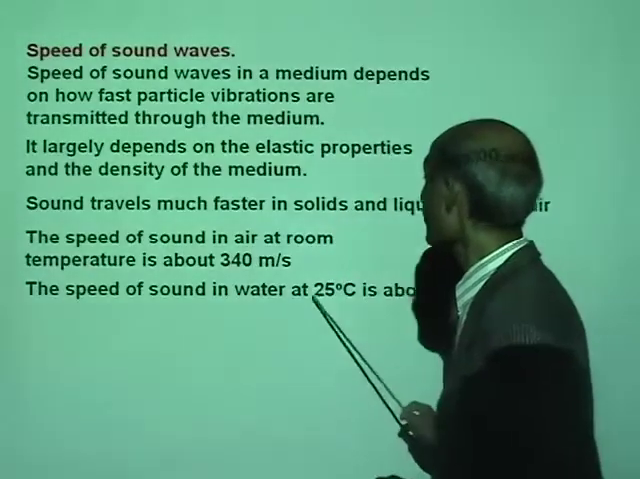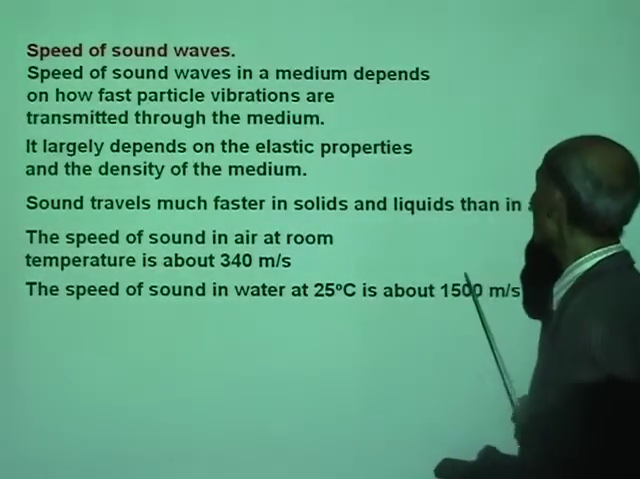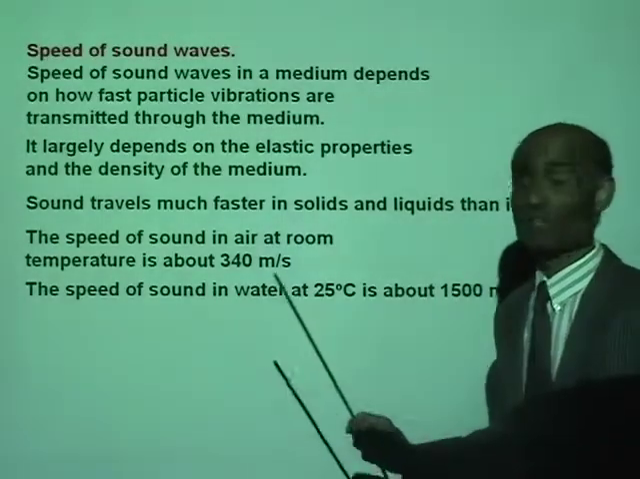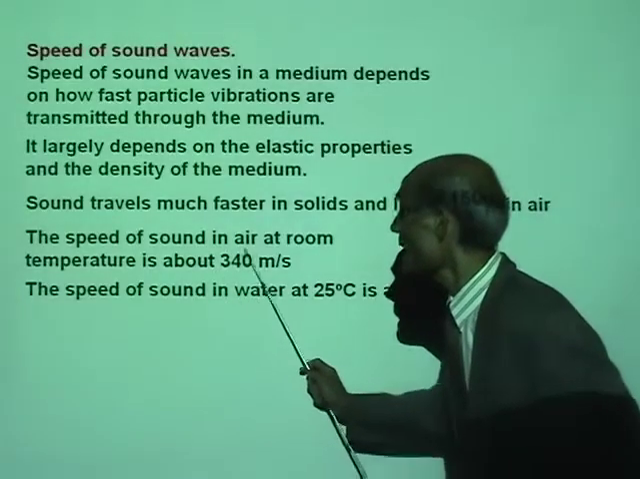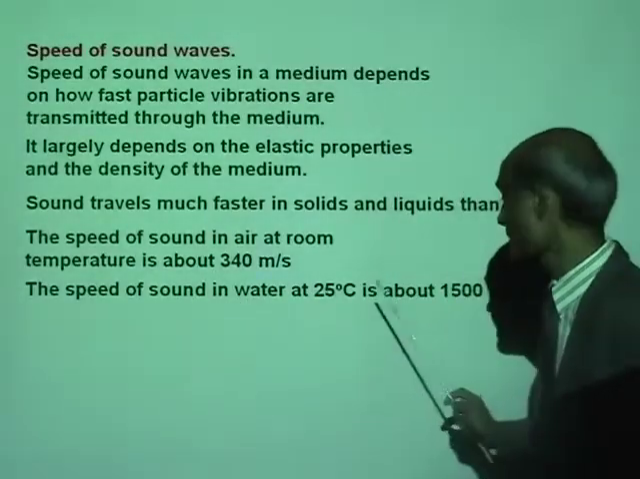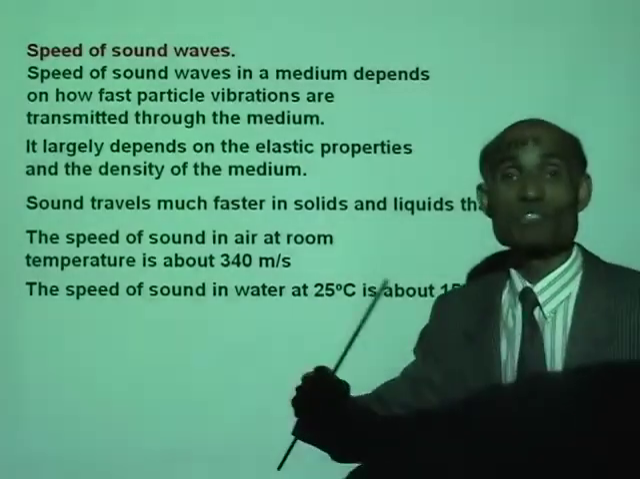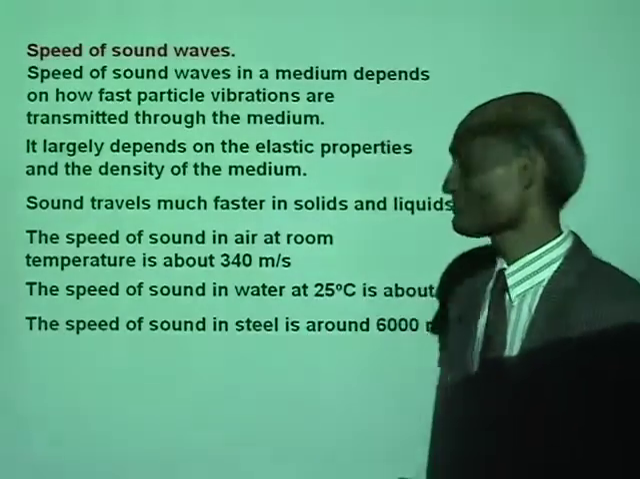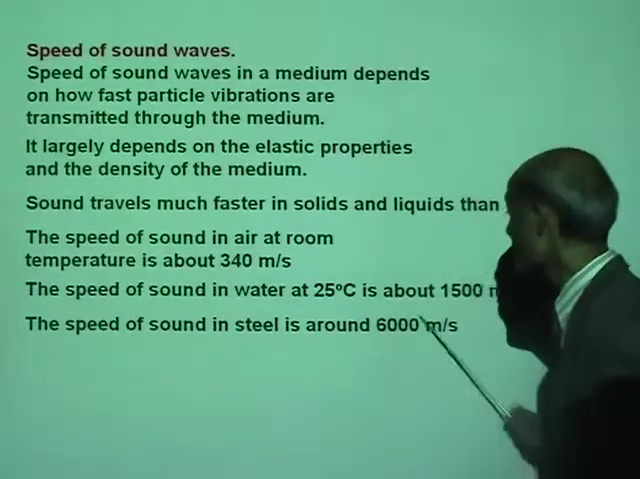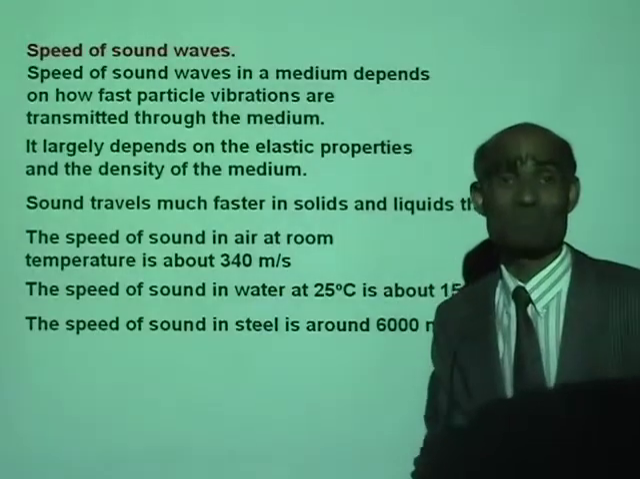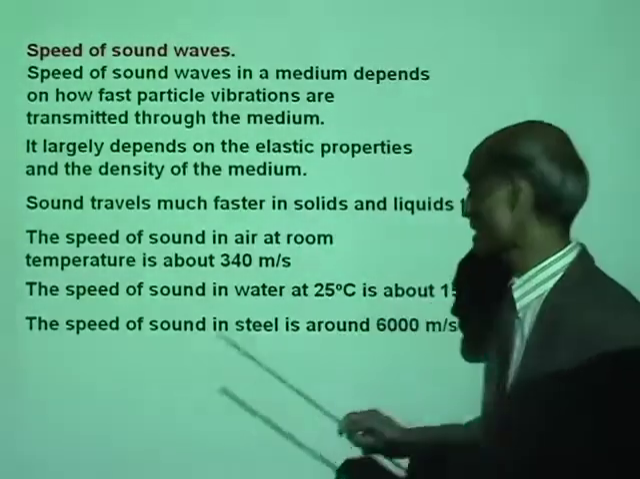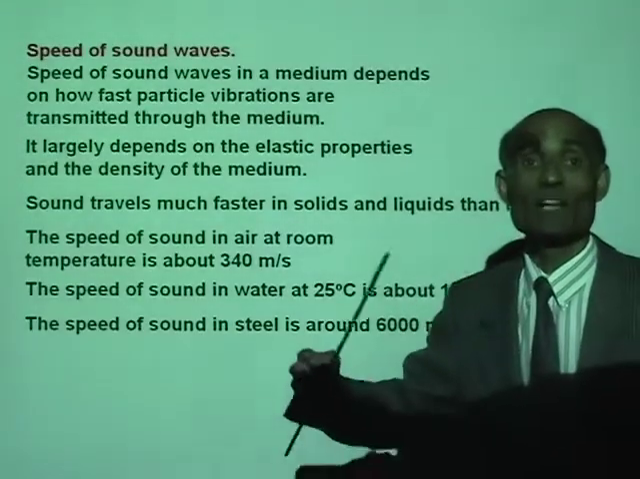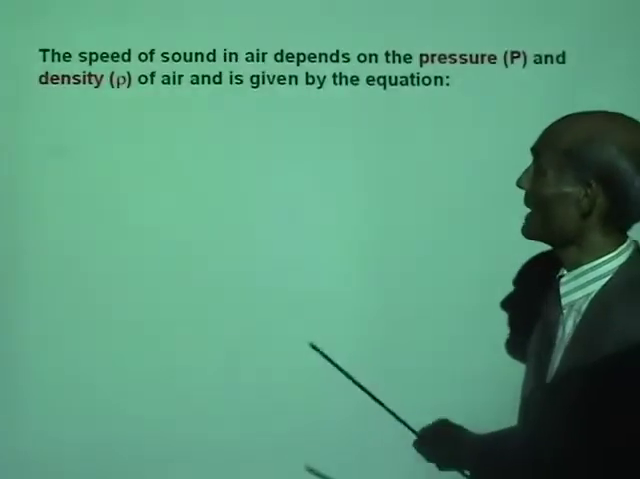The speed of sound in water at 25 degrees is 1,500 meters per second. You see, sound travels in air at 340 meters per second. In water, it travels at around 1,500 meters per second. And in steel, it's about 6,000 meters per second. So you can see a comparative study of the speed of sound in air, in water, and in steel.